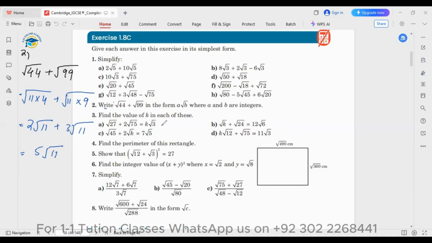So here, basically, they're saying that in the form of a square root b, you need to write. So we have got the form. Here, a is represented by 5, and this 11 is represented by b. So this is your part number 2.